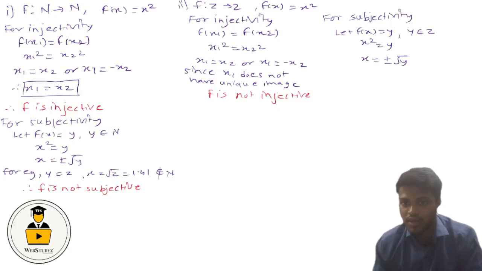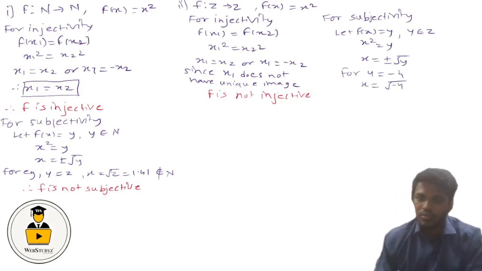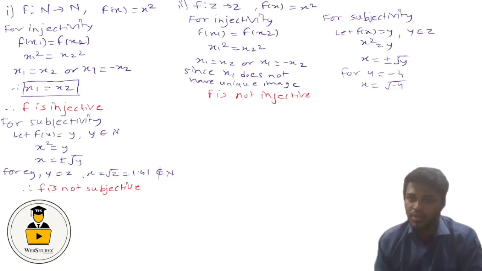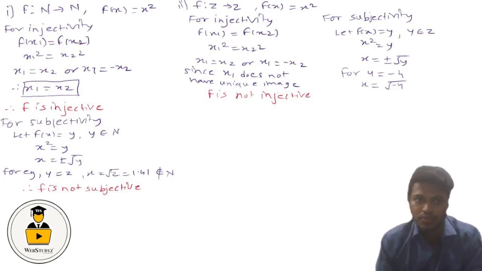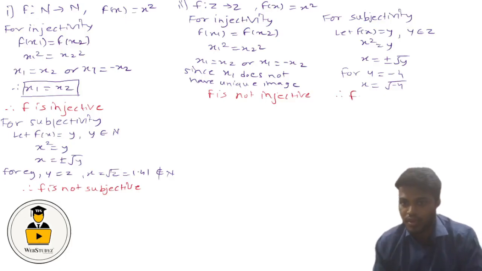So if we take the value of y equals minus 4, we will get x equals root of minus 4, and we know that root of a negative number is not defined. That means it is not an integer. So we can see that for a value of y, we do not get a value of x. Therefore, we can say that f is not surjective.